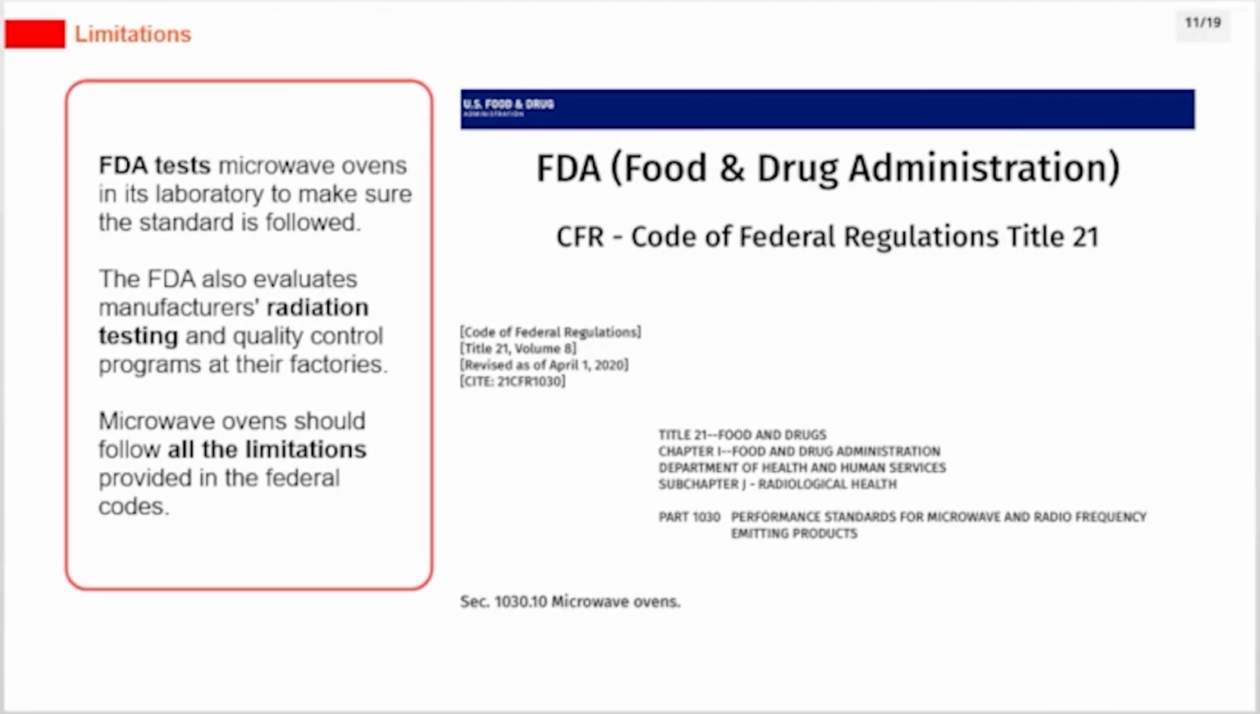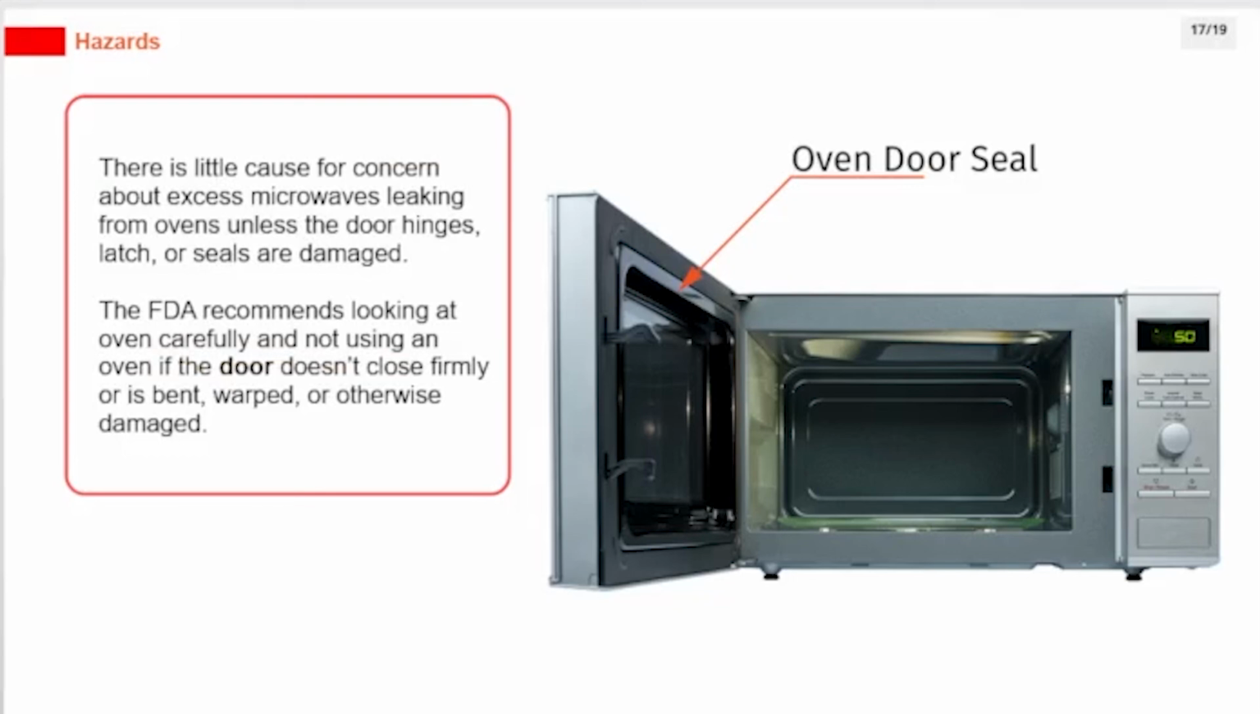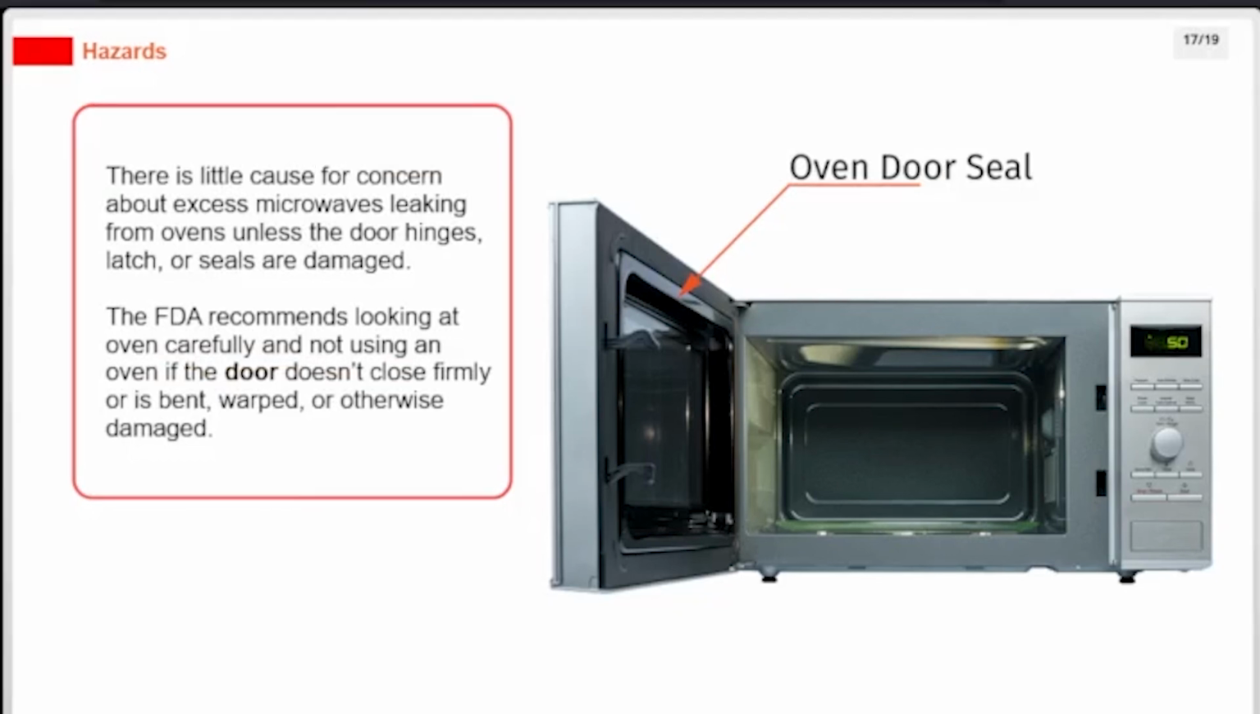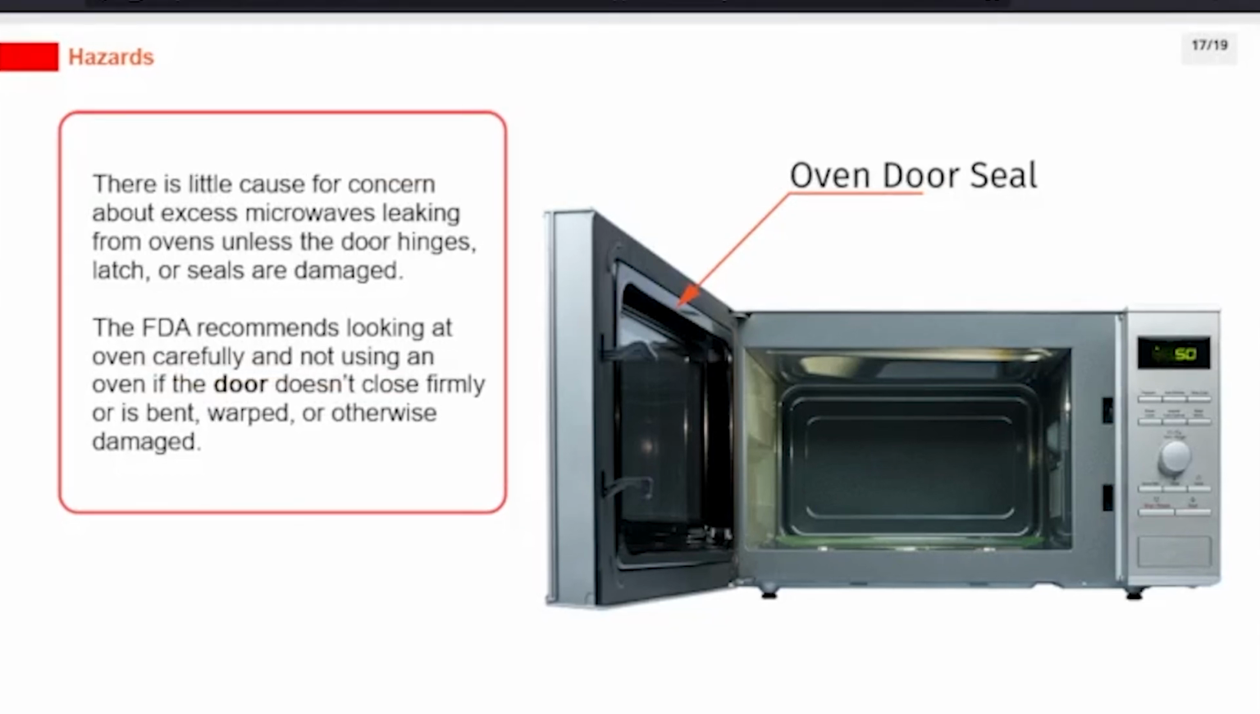FDA tests microwave ovens in its laboratory to make sure the standard is followed. The FDA also evaluates manufacturers' radiation testing and quality control programs at their factories. Microwave ovens should follow all the limitations provided in the federal codes. There is little cause for concern about excess microwaves leaking from ovens unless the door hinges, latch, or seals are damaged. The FDA recommends looking at the oven carefully and not using an oven if the door doesn't close firmly or is bent, warped, or otherwise damaged.